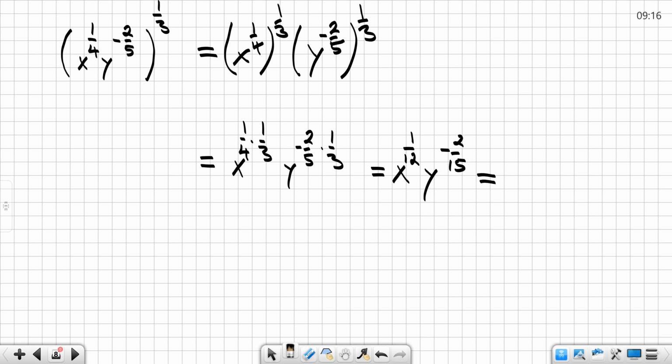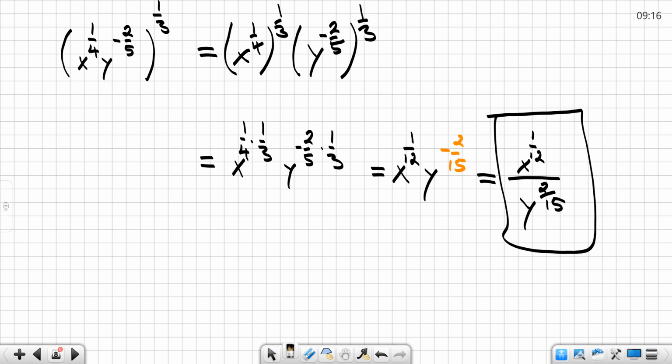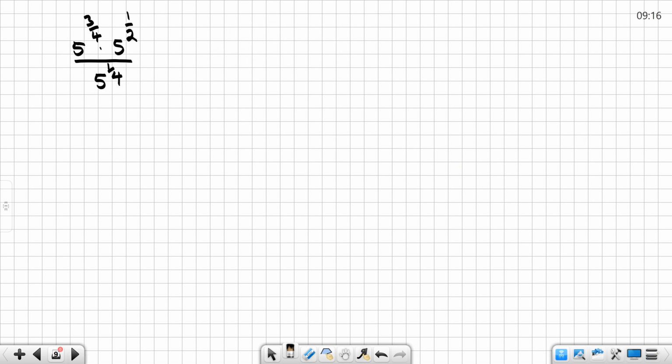2/15. Remember, when we have negative exponents, they will be turned into positive exponents by simply changing their position. It drops into the denominator. And I am done.